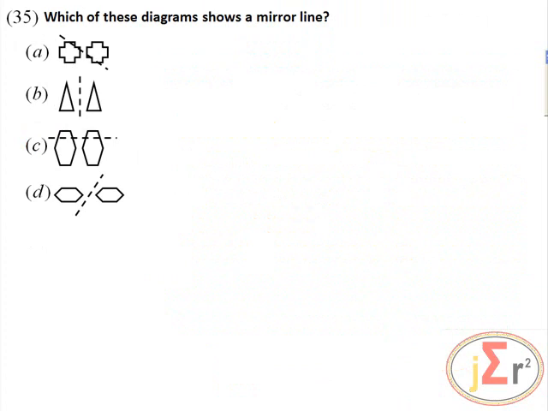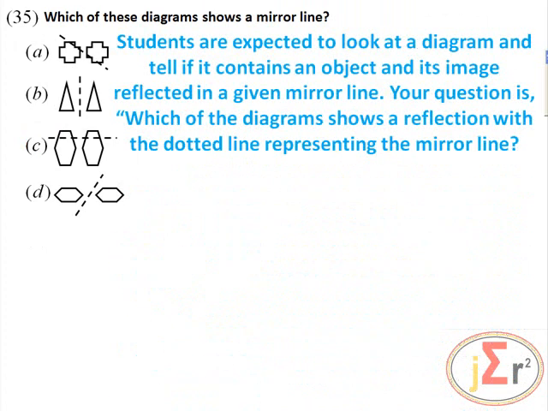Which of these diagrams shows a mirror line? Students are expected to look at a diagram and tell if it contains an object and its image reflected in a given mirror line.